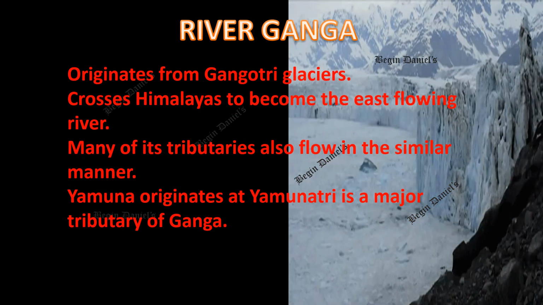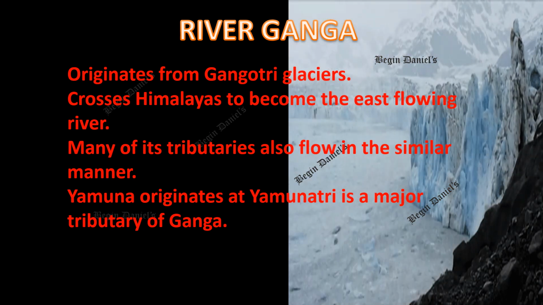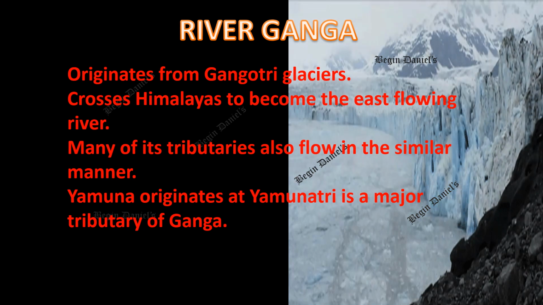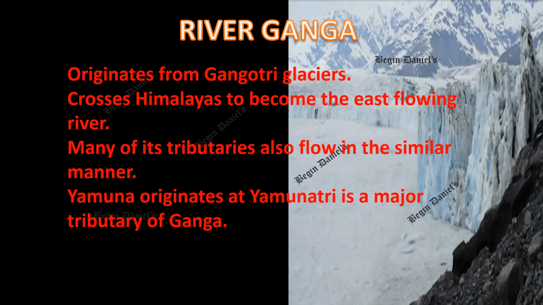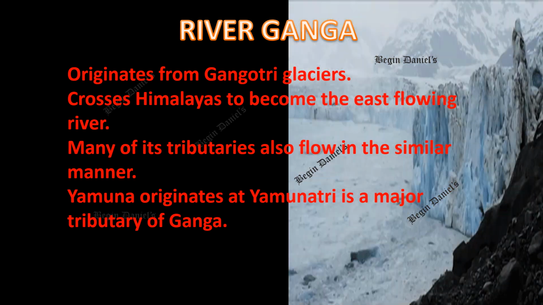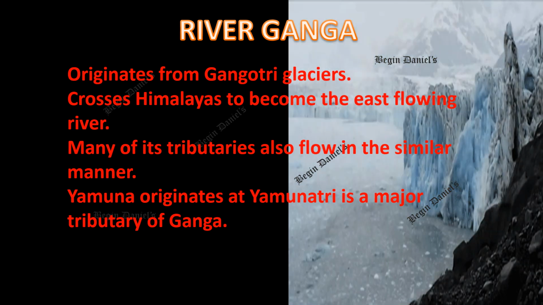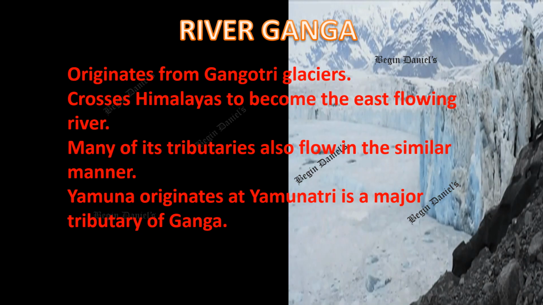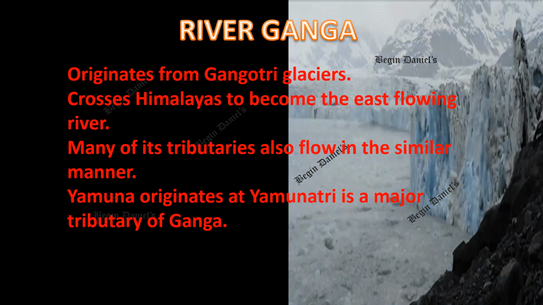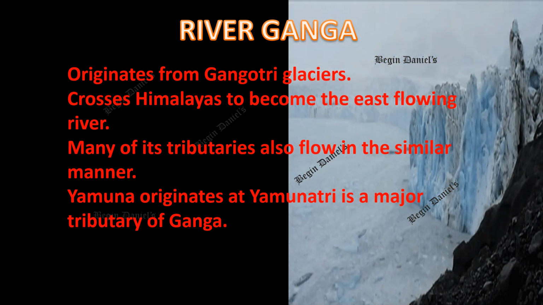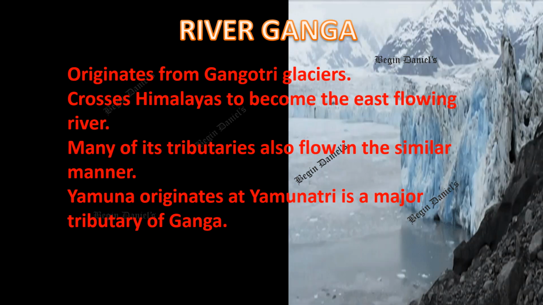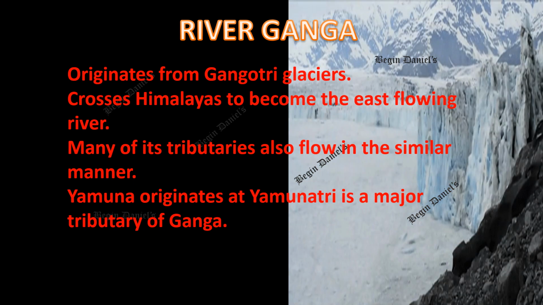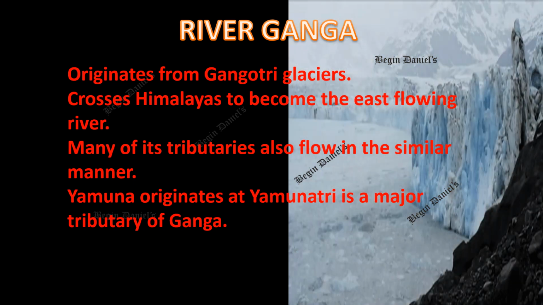River Ganga originates from Gangotri Glacier, crosses Himalayas to become the east flowing river. Many of its tributaries also flow in the similar manner. Yamuna originates at Yamunotri, is a major tributary of Ganga.